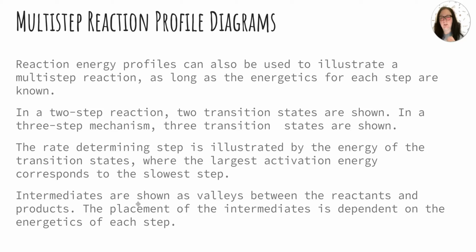Now, in a 2-step reaction, there'll be 2 transition states. In a 3-step mechanism, there'll be 3 transition states. Remember, the transition state's the top of the hill, 2 humps, right? Remember that the rate determining step is illustrated by the energy of the transition states, and it is going to be the largest activation energy. It might not be the highest hump, and it might not be the first hill, and we've already done this in a previous section. But remember, the largest difference from where it's starting to the top of that peak of the hump, that's the activation energy. The largest distance is going to be the slowest step, which is your rate determining step.